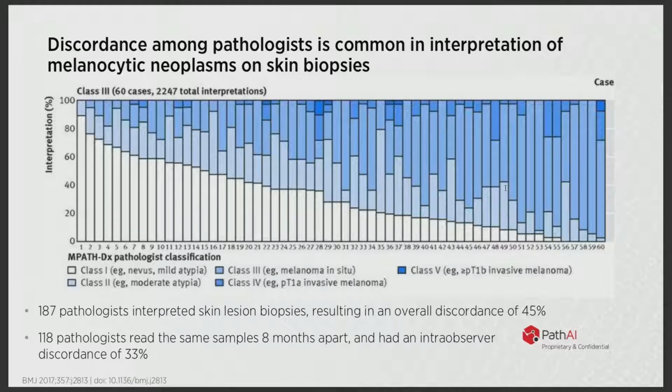And here, the white color is totally benign, the darker blue color is melanoma. And again, they show lots of discordance, pretty much as bad as in the breast biopsies. And here again, the intra-observer variability with an 8-month washout period was about 33%. So people disagree with themselves 1 out of 3 times.